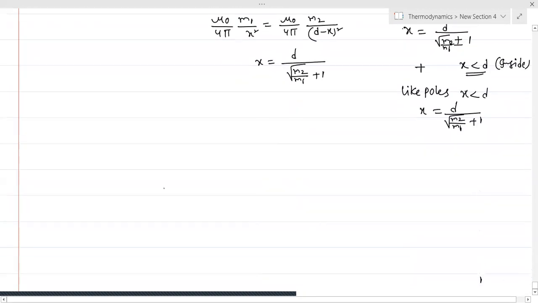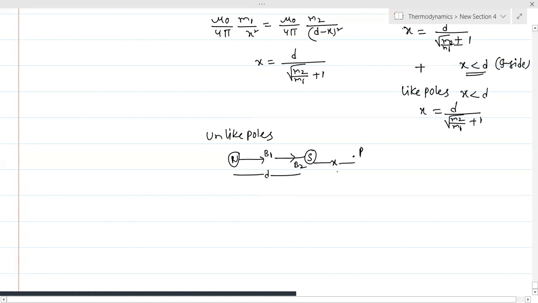So we can take it like this. For example, for unlike poles, I'm taking this as the north pole and this as the south pole. Inside, we check: north pole means away and south pole means towards. So there is no chance of a null point inside. Therefore the null point P exists outside. Here there is a chance for it to exist outside. Earlier we said x is equal to d by, simply we will take root of m2 by m1 minus 1.